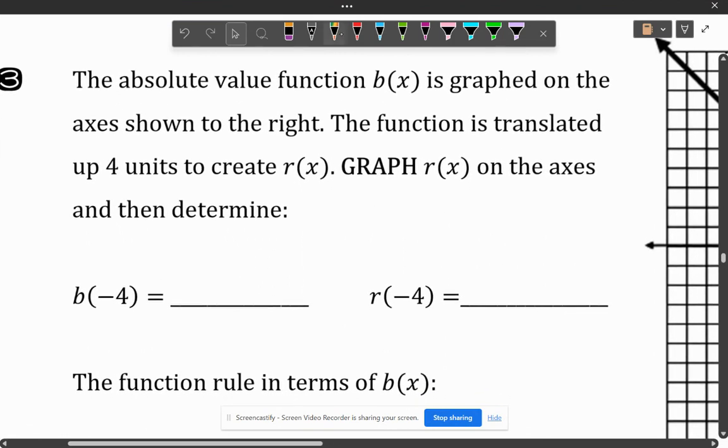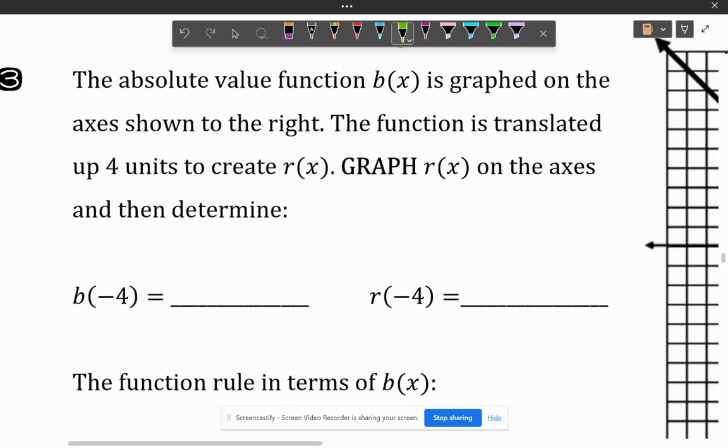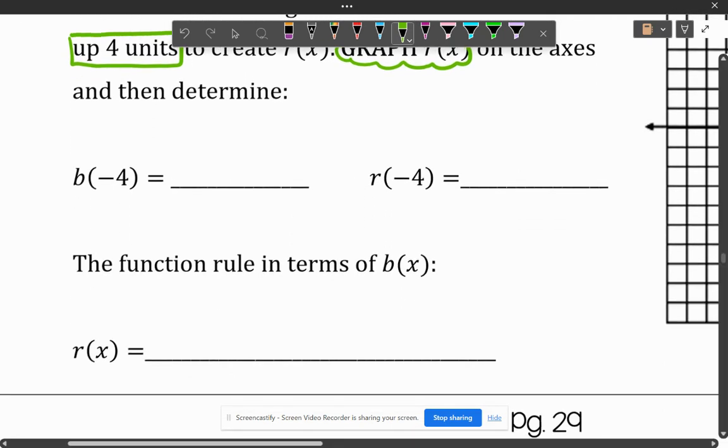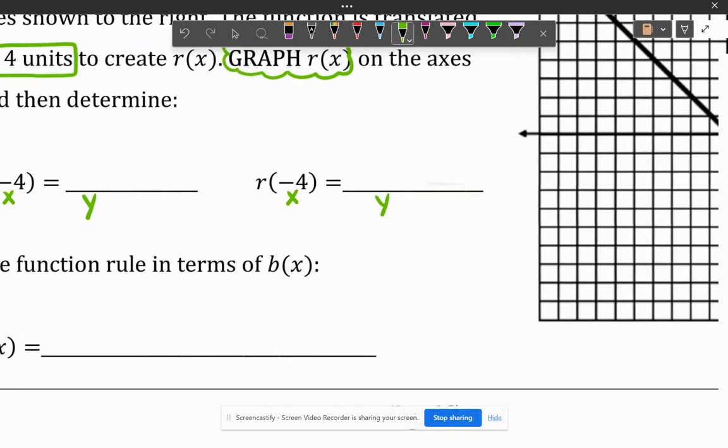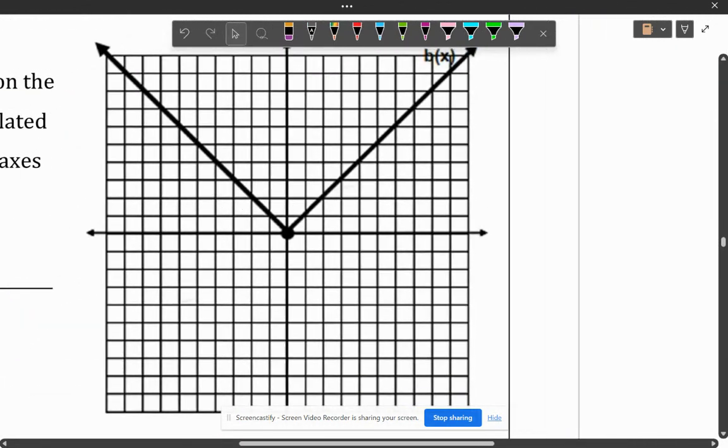So I've got an absolute value function, b of x, graphed on the axes. We're going to graph a new function up 4 units to create r of x, and we are going to graph it ourselves. After we're done graphing it, we're going to determine the value b of -4, which is an x value, what's the y value, and r of -4, what that y value is at the x value.